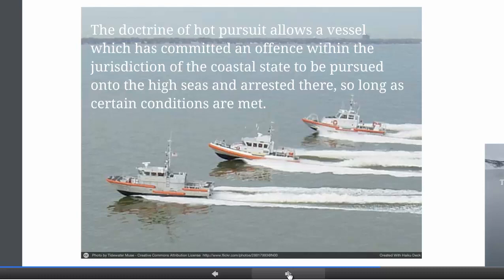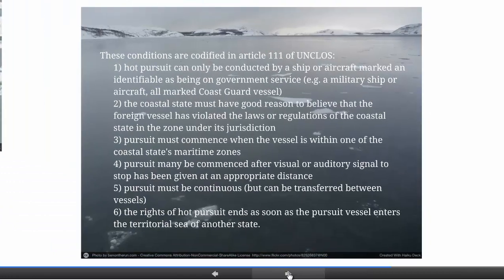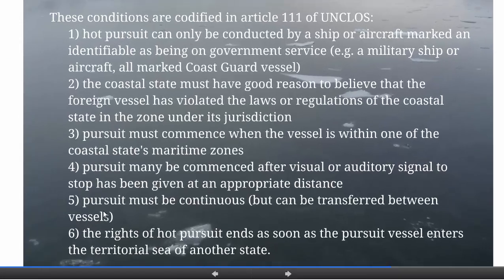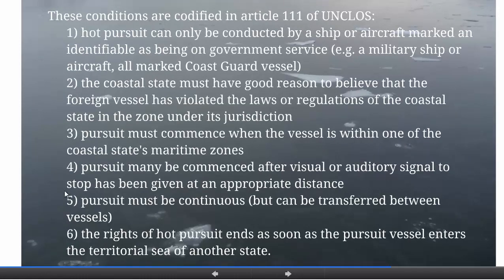However, the conditions involved can be complex and technical. I won't go through all of these in great detail, I'll just flag them. But if you look at Article 111 of the UN Convention on the Law of the Sea, it identifies a number of requirements before one can say that you have a valid hot pursuit. So first, a hot pursuit can only be conducted by a ship or aircraft marked and identifiable as being on government service. So it has to be a military ship or aircraft, or for example, marked Coast Guard vessels.